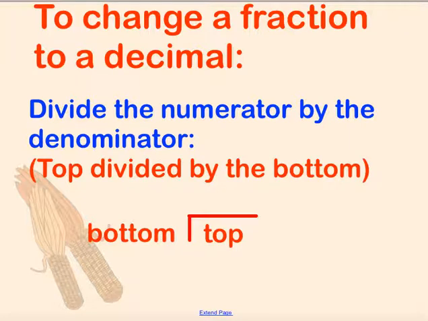So if we want to change a fraction to a decimal, as we all know, we just divide. We take the top number and divide it by the bottom. So the top goes in the house, bottom goes outside of the house.